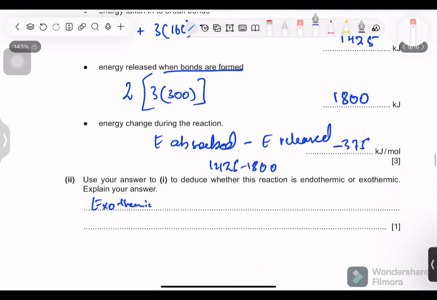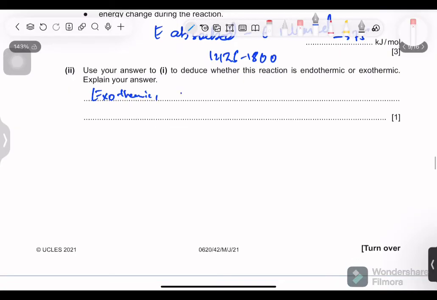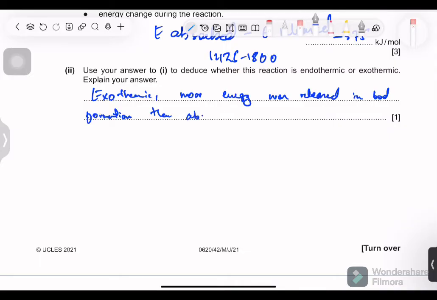So this explains that more energy was released in bond formation than absorbed in bond breaking.